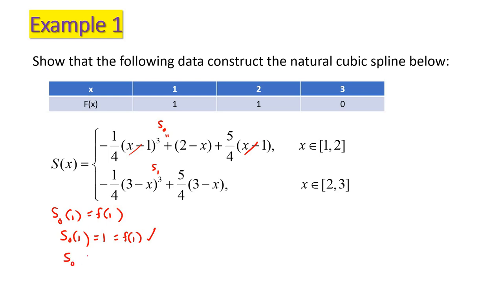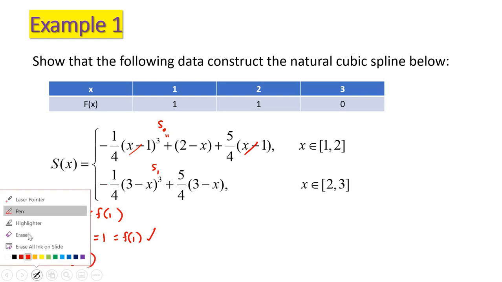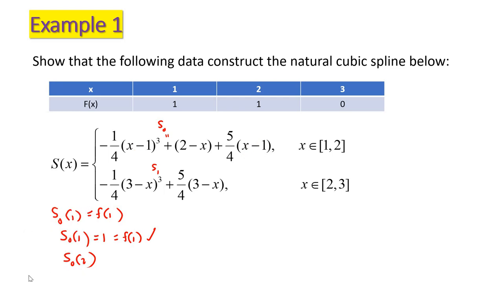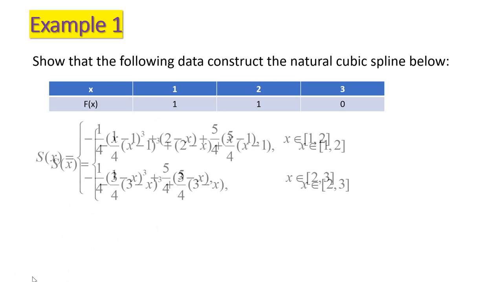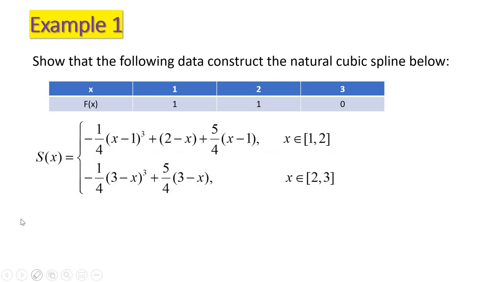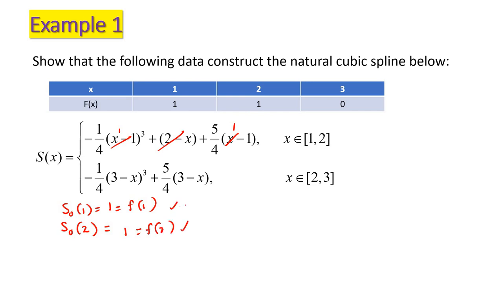How about S0(2)? This one we already showed, S0(1) equals 1, which equals f(1). Now we show S0(2). So plug in 2 here. 2 minus 2, this is 0. So this one becomes 1, this one becomes 1. So negative 1 over 4 plus 5 over 4, the answer is 1 here, which is equal to f(2). This is condition number 2.